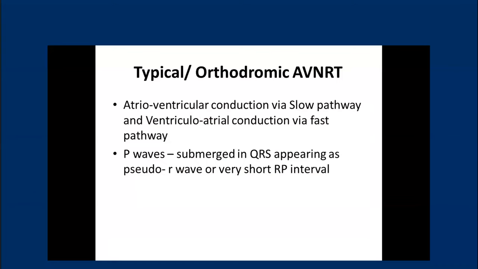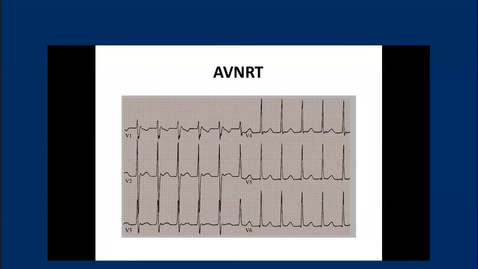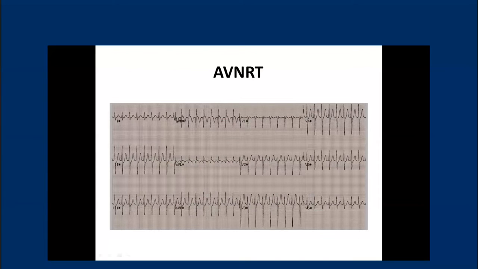And in typical AVNRT, as I said, retrograde conduction is via the fast pathway, and the P waves are usually difficult to discern, or they form part of the QRS complex. As you can see here, they appear as pseudo R waves in many of the leads. And looking at all the leads is important, because these waves can be seen in only some of the leads, and they may not be seen in the remaining leads. This is also another picture of AVNRT, and the P waves are not well seen in this ECG. A narrow complex tachycardia with no visible P waves is typically a feature of AVNRT.